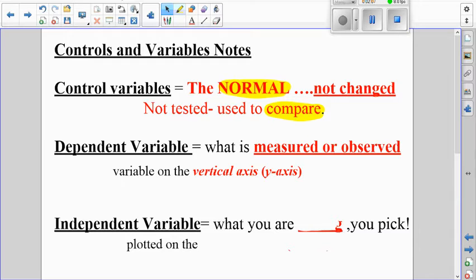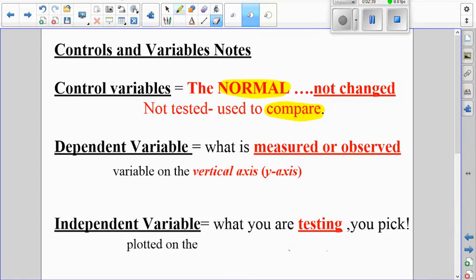Alrighty. The independent variable, that's what you are testing. Again, that's that key word there, testing. You are purposefully adjusting the independent variable, okay? That's something that you are purposefully testing. You are adjusting in some fashion. And then you want to see what happens to the dependent variable. The dependent variable depends on the independent variable.